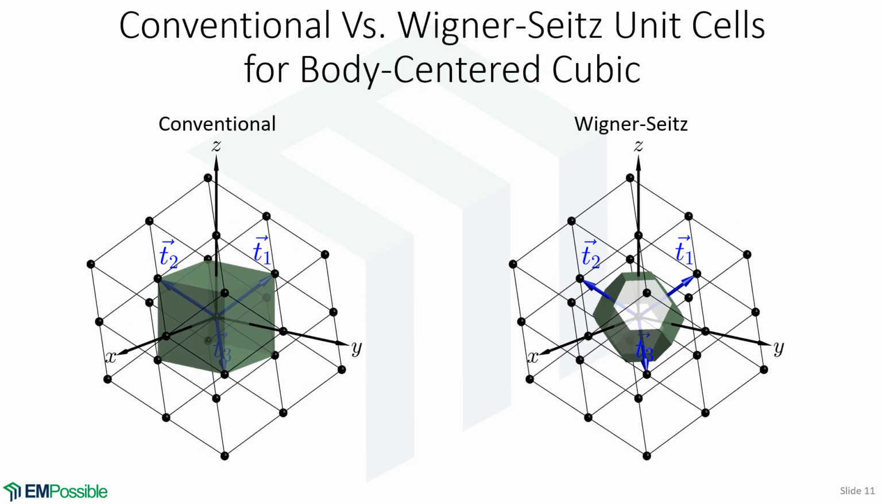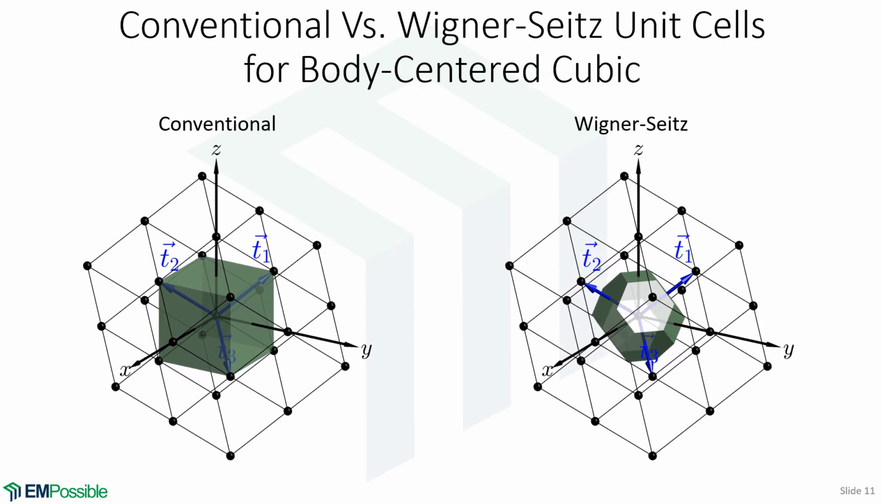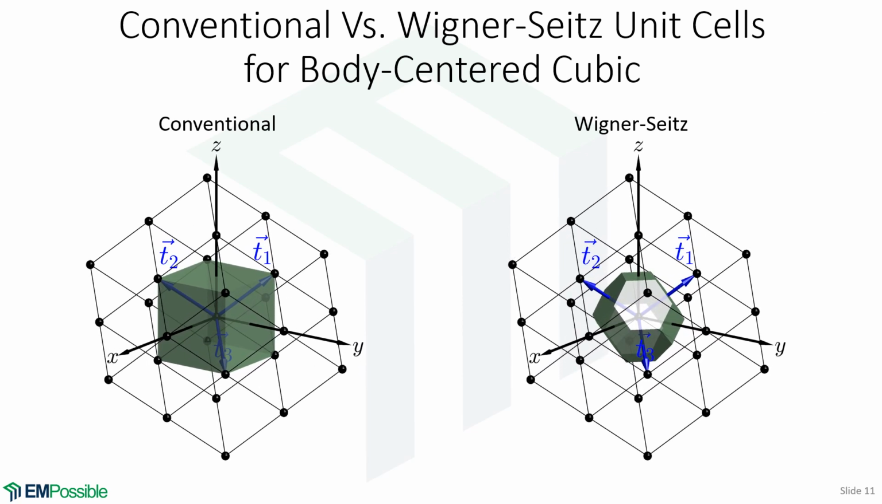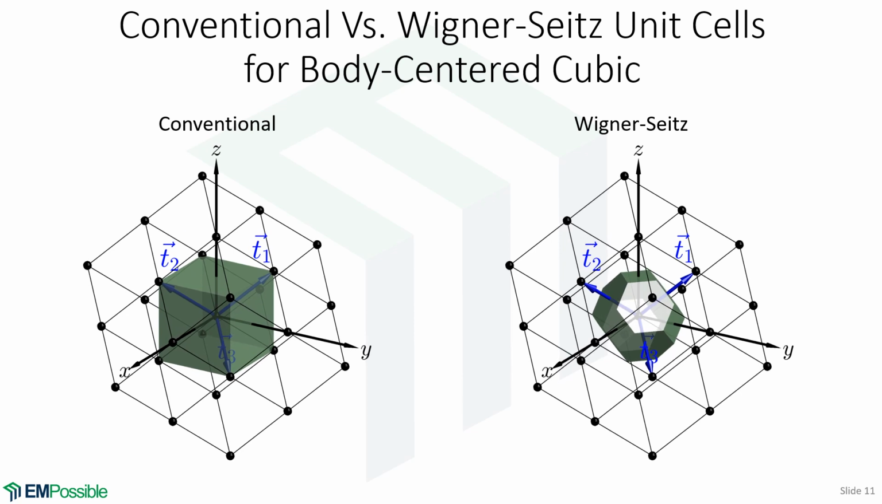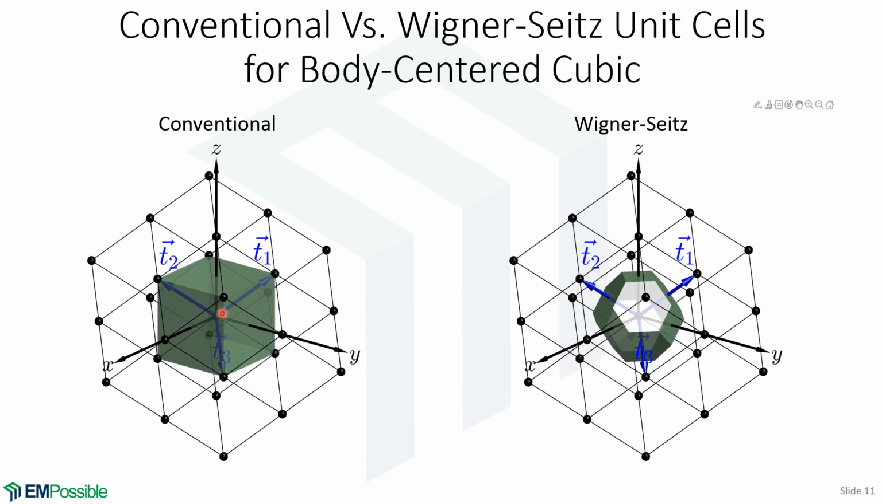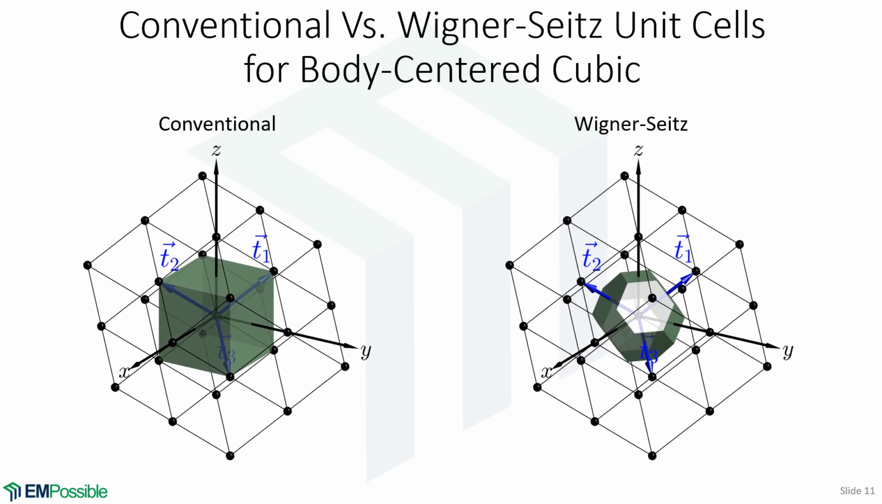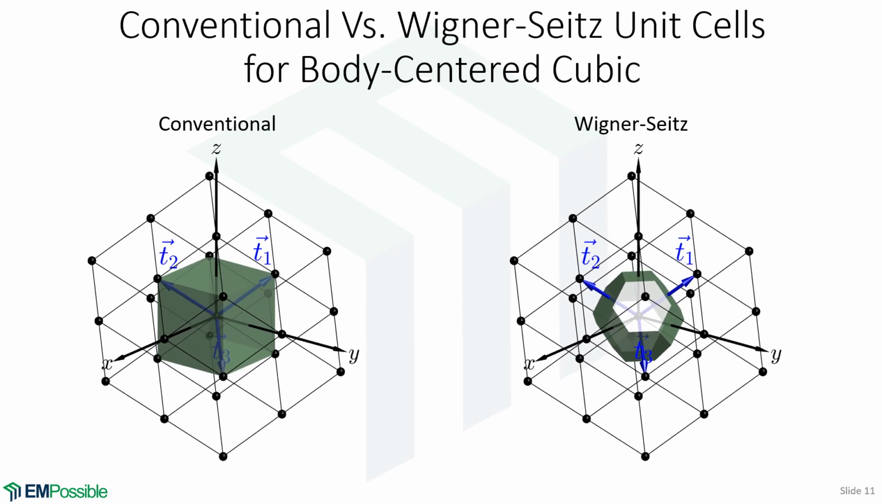If we look at the body-centered, so the conventional unit cell, it's a cube, there's lattice points in each of the corners of the cube and another lattice point in the center. And we're showing that over to the left. That's the conventional unit cell. And if we Google body-centered cubic, that's probably what we pull up.